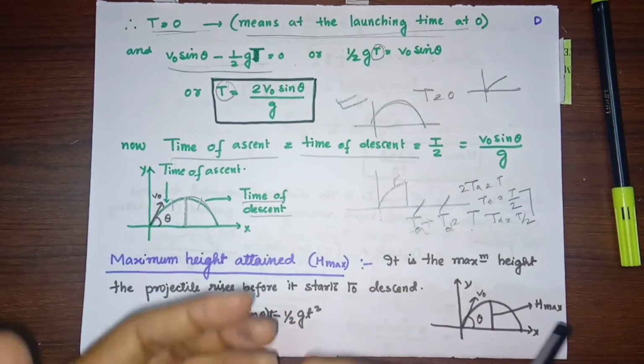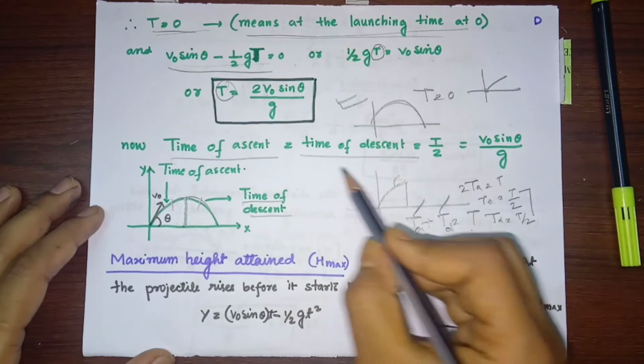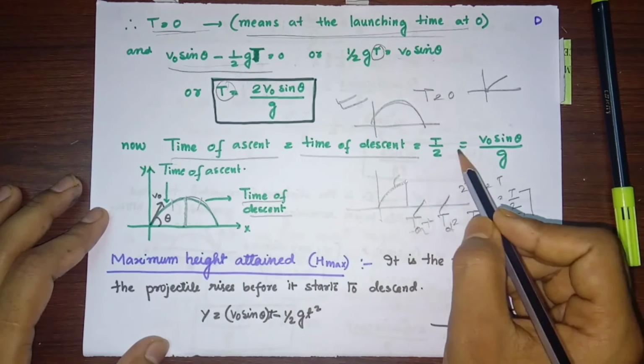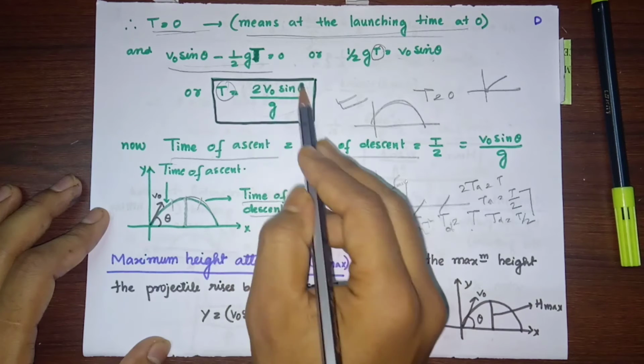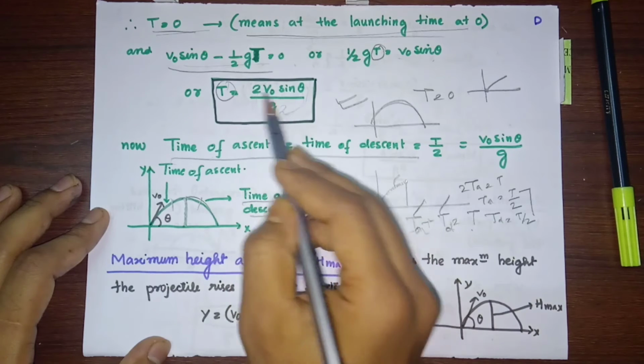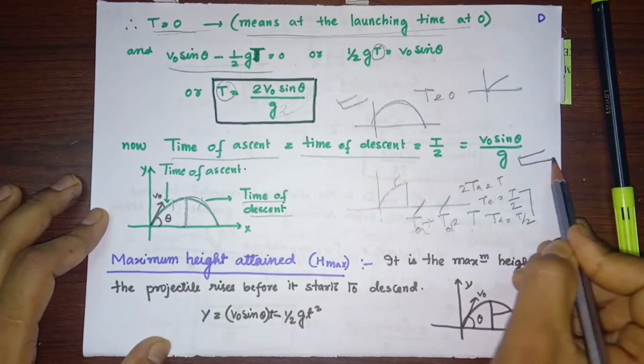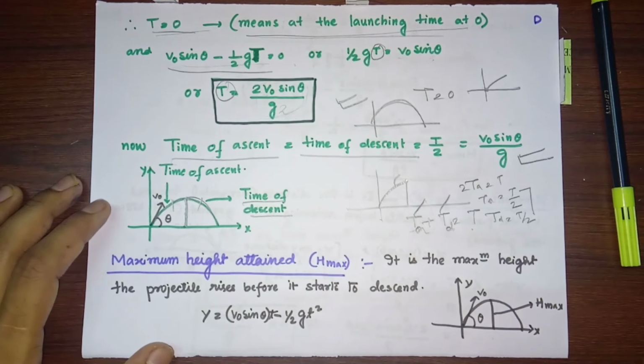Okay, so time of ascent equal to time of descent equal to T by 2, and T we know is twice V naught sin theta by g. If we divide by 2, it will be V naught sin theta by g. So this is the equation for time of ascent.